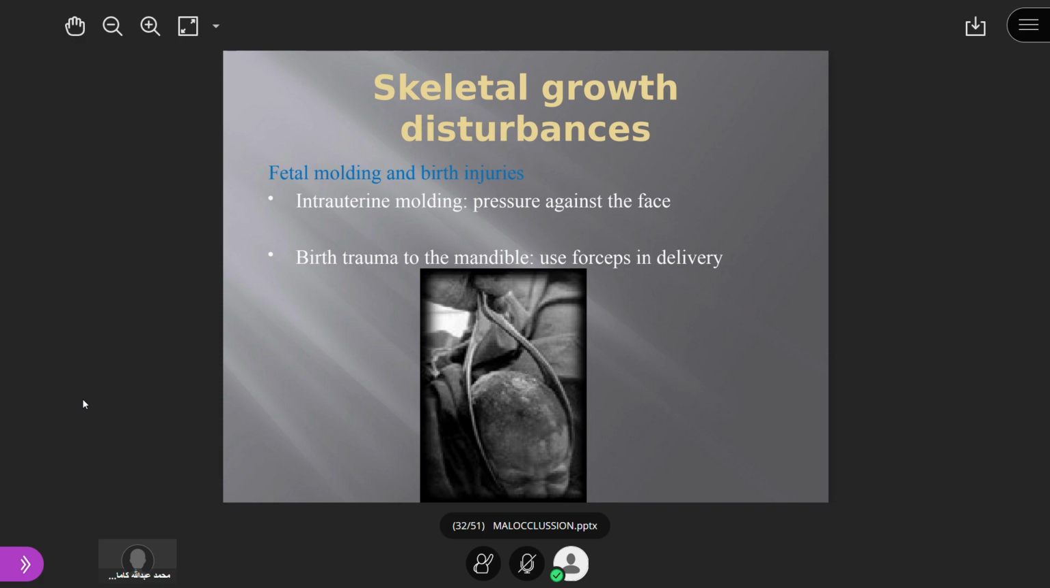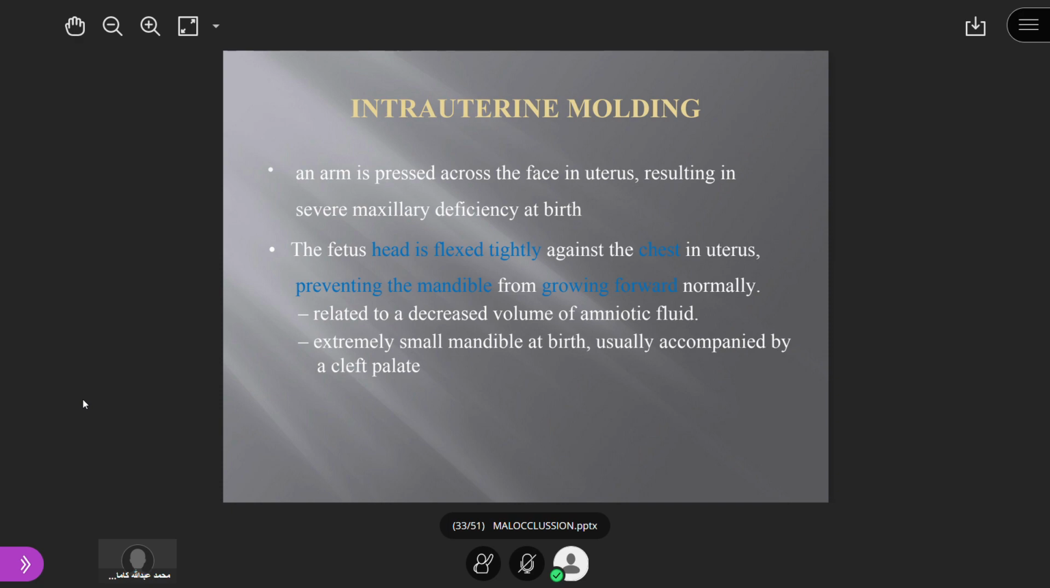Some other examples of skeletal growth disturbances are fetal molding and birth injuries. During intrauterine molding, pressure against the face could result in TMJ disturbances. Birth trauma to the mandible, which was done by forceps used in delivery, is also a mechanical cause, right? An arm is pressed across the face in utero, resulting in severe maxillary deficiency at birth. This is one thing you can find. The fetus head is flexed tightly against the chest in utero, preventing the mandible from growing forward normally.